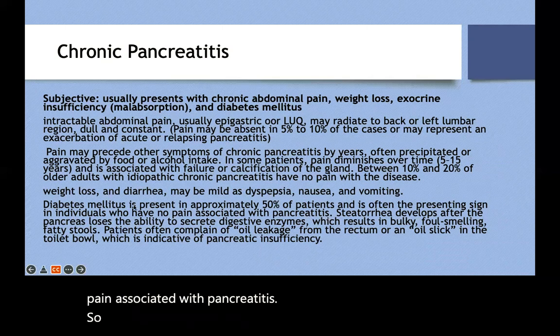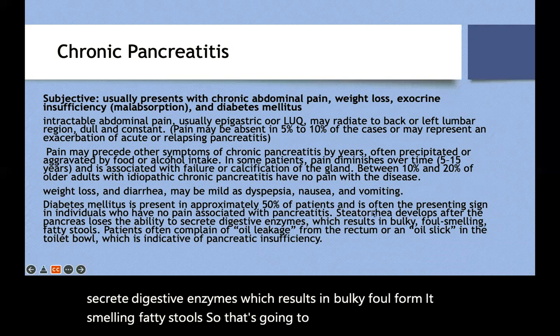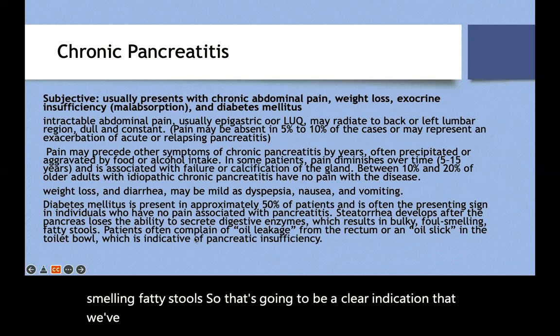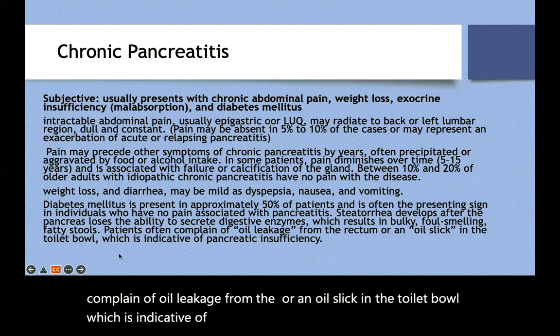Steatorrhea develops after the pancreas loses the ability to secrete digestive enzymes, which results in bulky, foul-smelling fatty stools. So that's going to be a clear indication that we've got something going on with the pancreas. They also often complain of oil leakage from the rectum or an oil slick in the toilet bowl, which is indicative of pancreatic insufficiency.